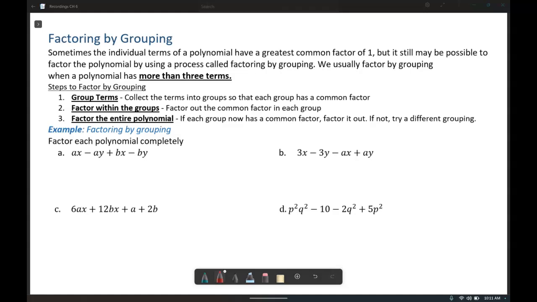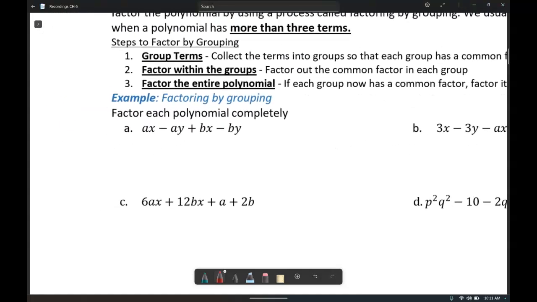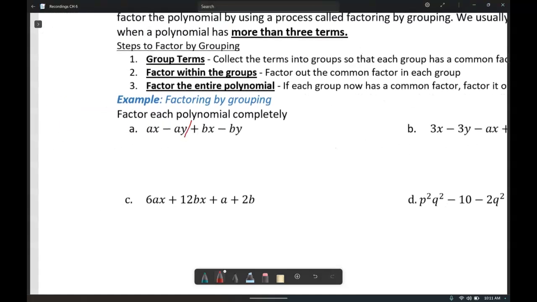Factoring by grouping will be the next method that we review. Again, factoring by grouping is normally done when we have more than 3 terms in our polynomial in order to break it apart into smaller factors. So first thing we do is we want to group the terms. Usually what we do is we split the terms in half and half, and we look for a common factor within each of these halves.